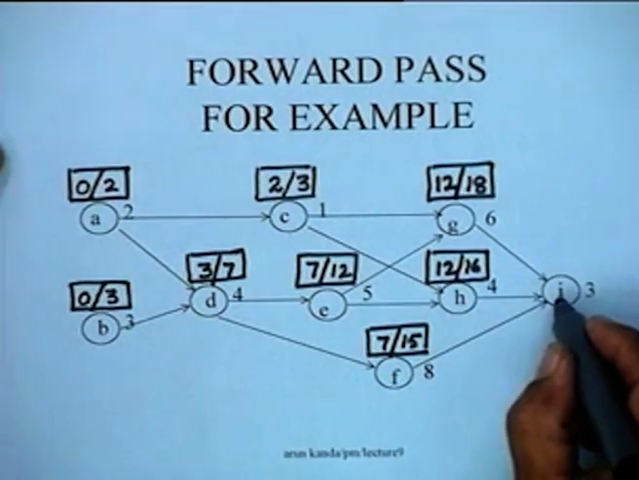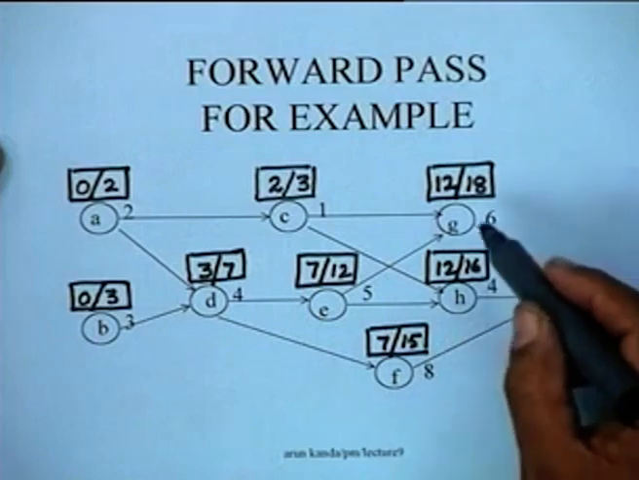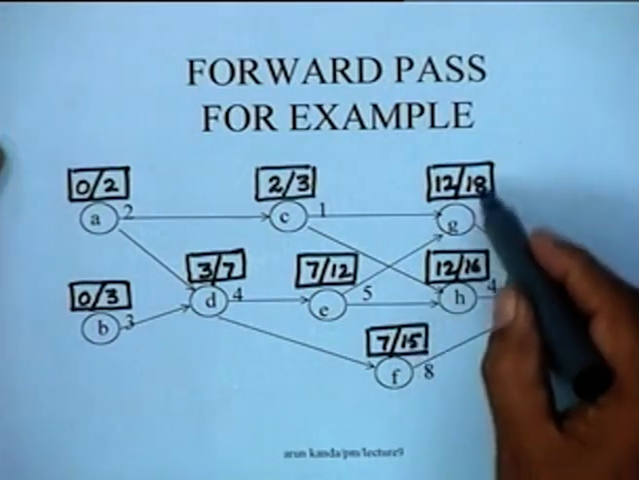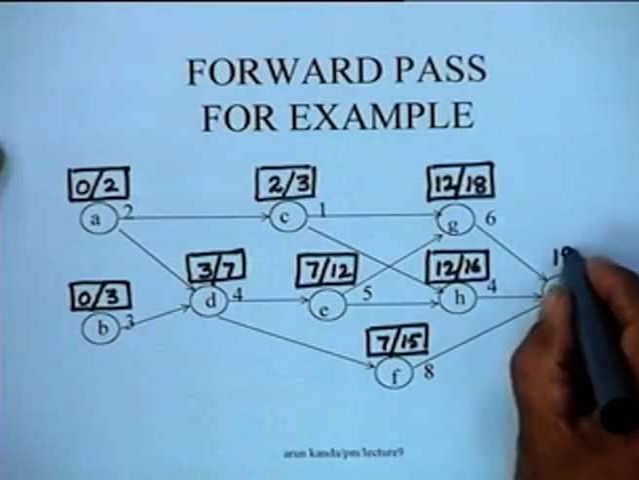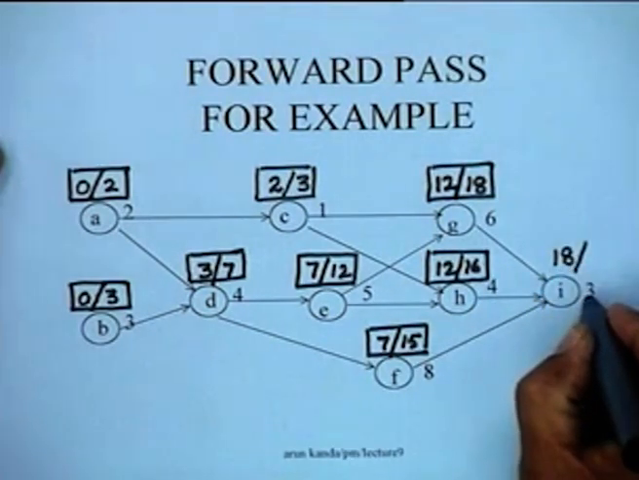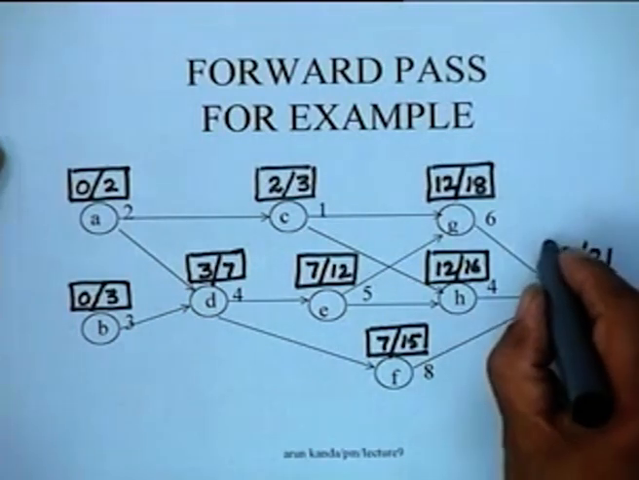Now we come to this terminal job I. It has three predecessors, G, H and F, and the larger of the early finish values, which are already computed, is 18. So this will have an early start of 18 and then it has a duration of 3. So its early finish is going to be 21.